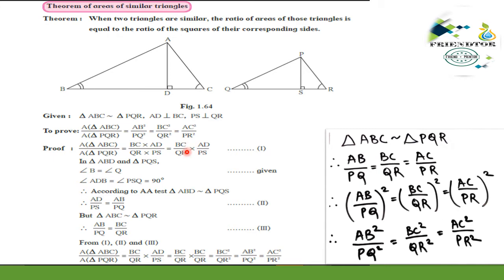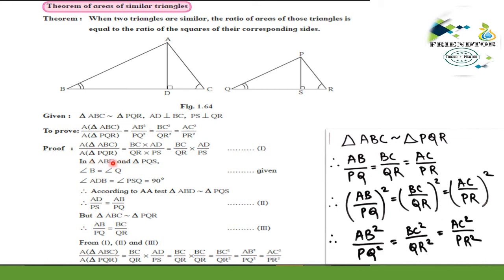Now our aim will be to prove that this AD upon PS is the same as BC upon QR. If I prove so, then I will get area of triangle ABC upon area of triangle PQR is equal to BC upon QR into BC upon QR. That will be BC square upon QR square. So our aim is to arrive at the fact that AD upon PS is the same as BC upon QR. So let's see how we arrive at it.